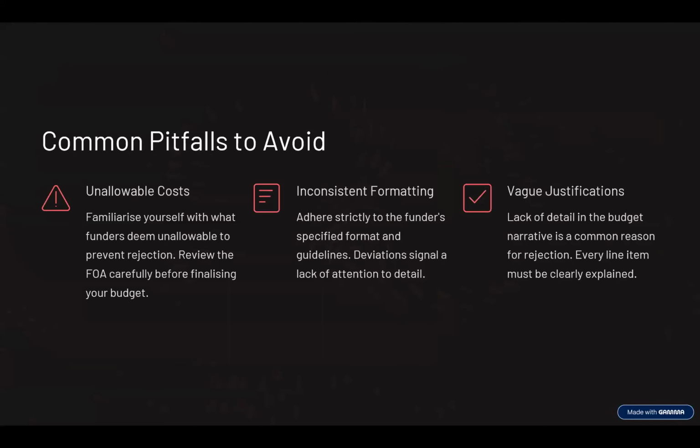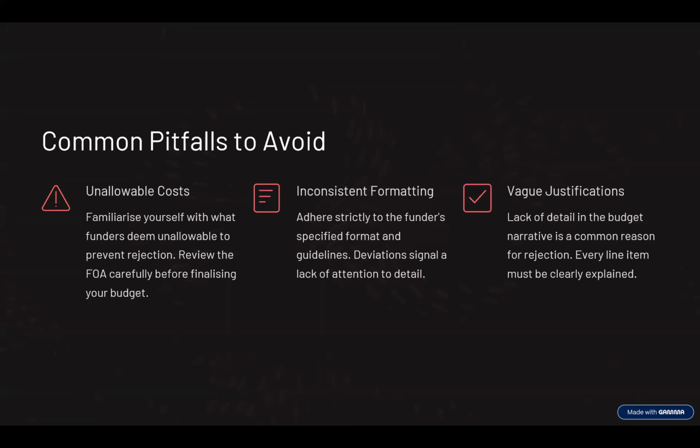So it's very important. Then, common pitfalls to avoid on allowable costs. You have to familiarize yourself with what funders deem unallowable to prevent rejection. Review the FOA carefully before finalizing your budget. Most times in the FOA, they list the things they allow and what they don't allow. Sometimes they won't give you a form to fill.